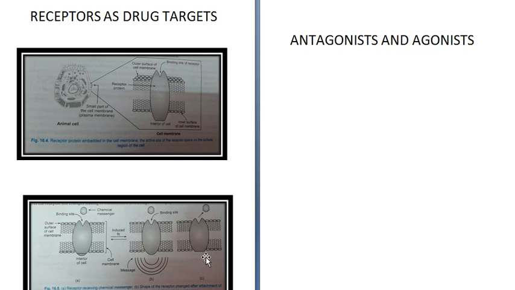Next, you have to study about antagonist and agonist. Drugs which bind to the receptor site and inhibit its natural function are called antagonists. They are useful when blocking of a message is required. Drugs which mimic the natural messenger by switching on the receptor are called agonists. They are useful when there is a lack of the natural chemical messenger.